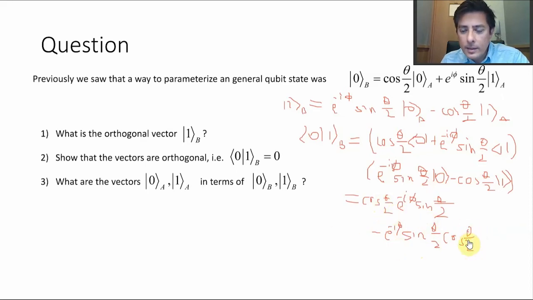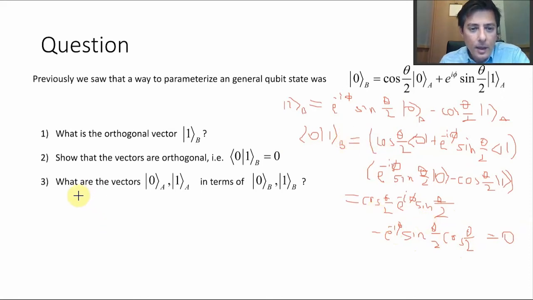And so we've got exactly the same terms here, and of course all the other cross terms are all 0. So cosine theta over 2, e to the minus i phi sine theta over 2, minus e to the minus i phi sine theta over 2 cos theta over 2, so this is exactly equal to 0. So this shows that these are orthogonal.